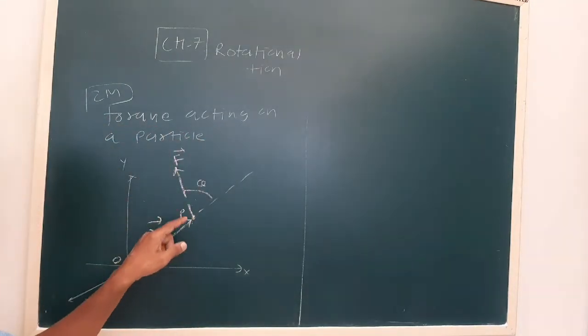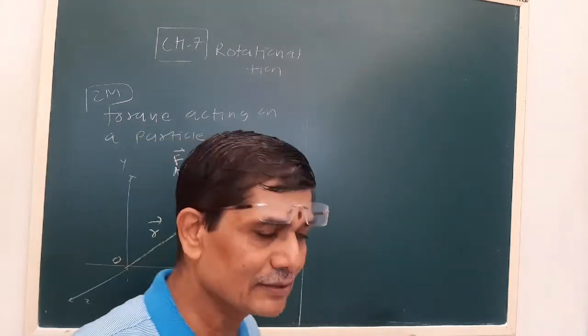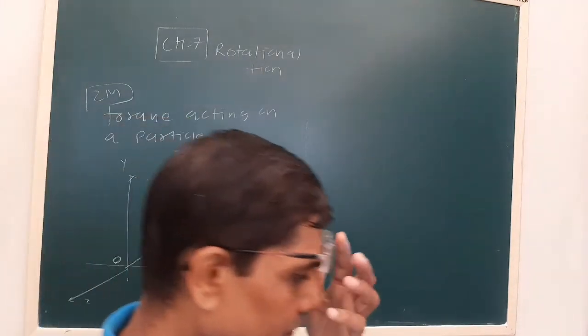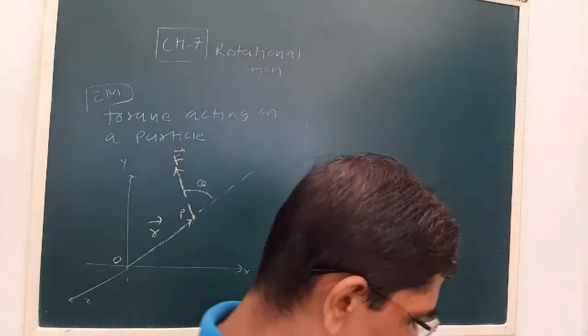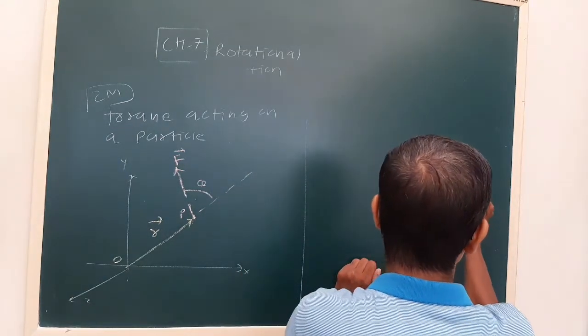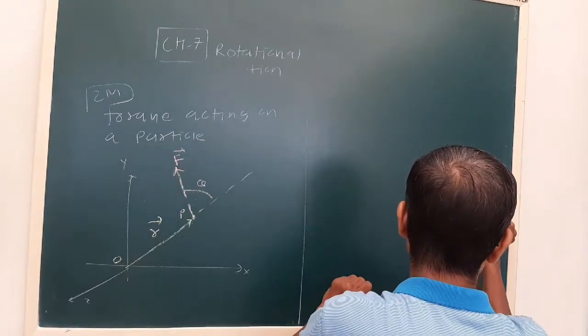Okay, OP is R, force acts at angle theta with respect to R. Torque we have obtained given as R cross F. Now see, torque is a measure of effectiveness of the force. See, work done also was in the lesson number 6. Work done also was force into displacement. Okay, torque is R cross F.